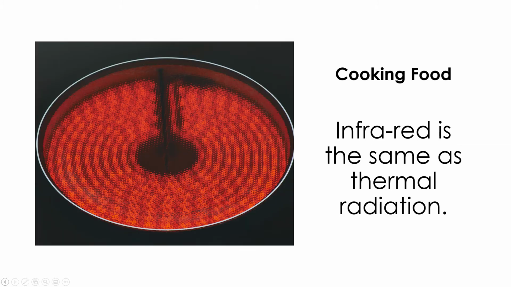Infrared. Again, we have cooking food. Infrared is the same as thermal radiation, and so you can use infrared light to heat objects. In this case, we have a hob which is producing infrared light, and that will heat the pot or the pan that's placed above it.